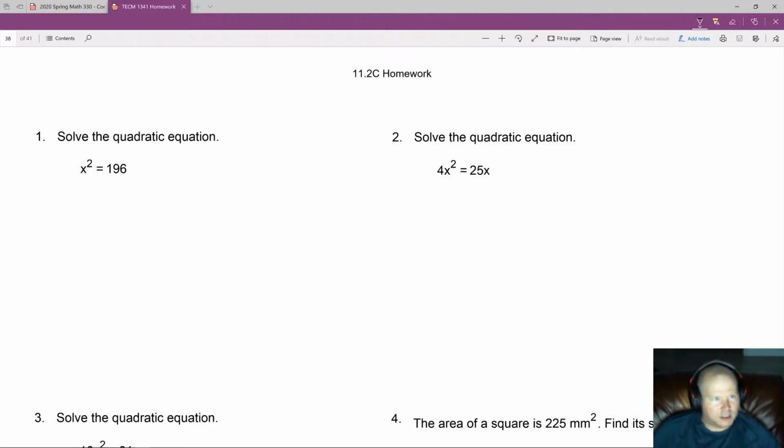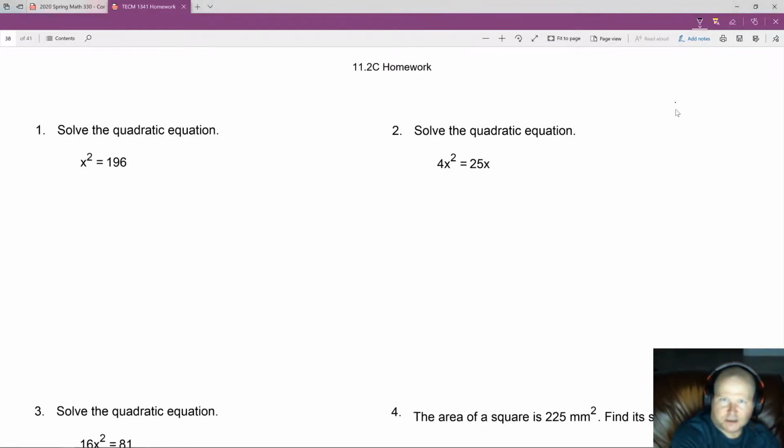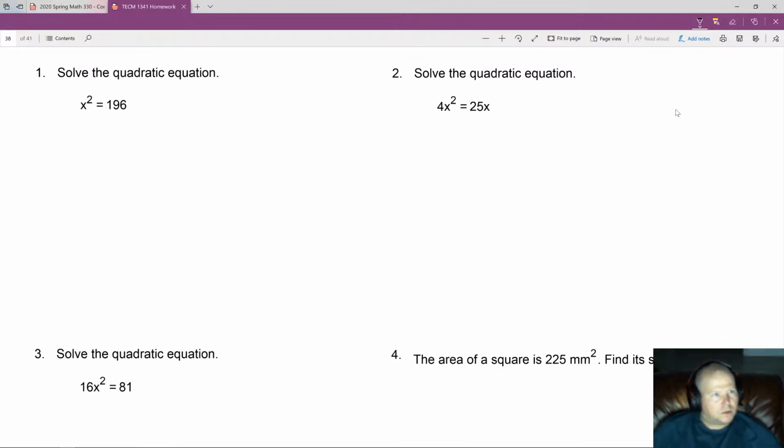11.2c homework. Solve the quadratic equation. So there are a couple of ways of solving these equations. One way is we could just take the square root of both of these sides. So we could say square root of this side, square root of this side.